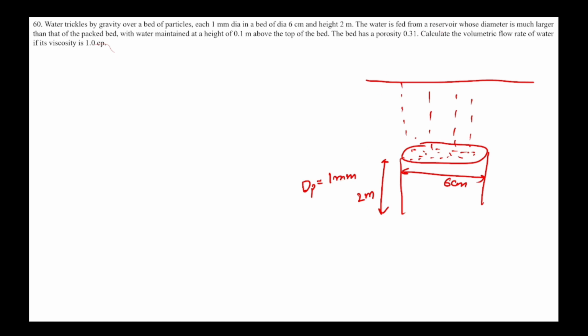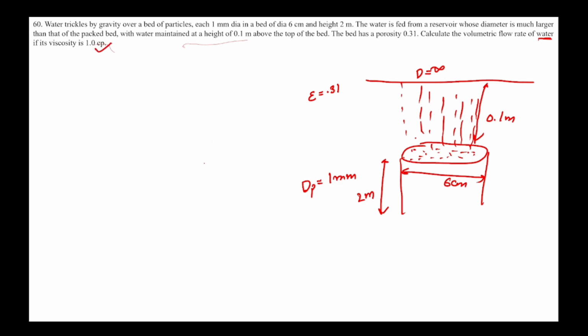The water is fed from a reservoir whose diameter is much larger than the packed bed. So suppose the diameter is very large and water is trickling down, with water maintained at a height of 0.1 meter above the top of the bed. The porosity is given. Calculate the volumetric flow rate of water if its viscosity is this.